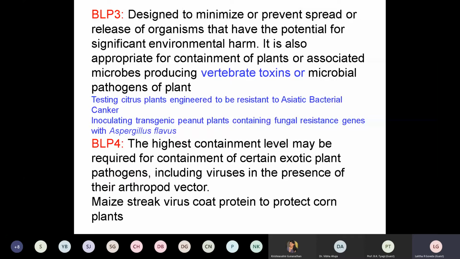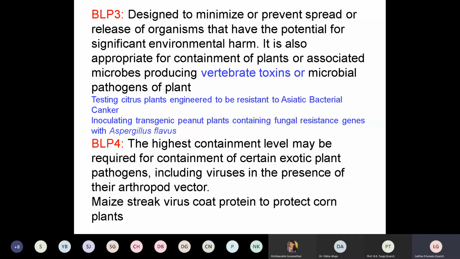Examples where biosafety level 3 is used are testing citrus plants engineered for Asiatic bacterial canker, or if you're inoculating transgenic peanut plants containing fungal resistance genes. Level 4 is the highest containment, where you're working with exotic plants or pathogens, especially viruses or pathogens of plants. An example of using BSL-4 would be for the maize streak virus, if you're trying to genetically engineer the maize streak virus coat protein into maize plants.